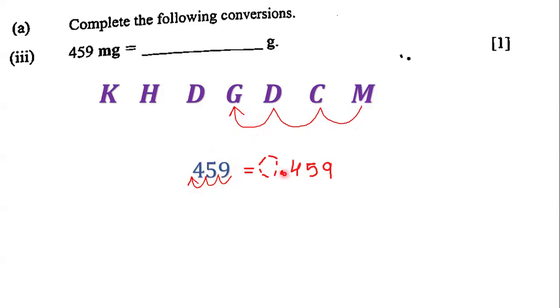So that means that the decimal point is now in front of which number? In front of the 4. In front of the 4. Very good. And then we just put the 0 as a placeholder. So the answer is 0.459 grams. And that's how we do the conversion, right?